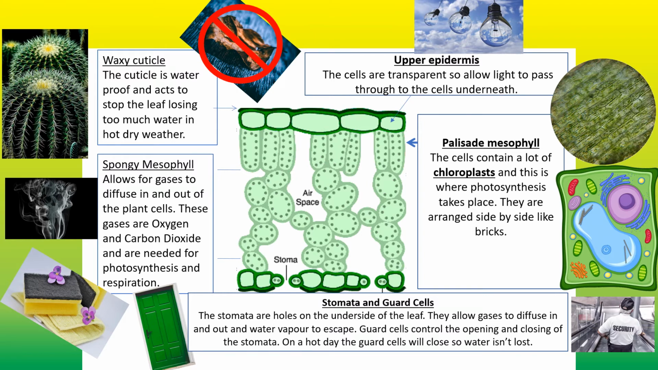They close in dry, hot weather to stop too much water evaporating. So they look a little bit like this, which is very strange. And when the guard cells are open, water is able to leave the plant as well as gases getting in and out. So on a hot day, they need to close, the security guard needs to bar the way and stop it happening so that water isn't lost.